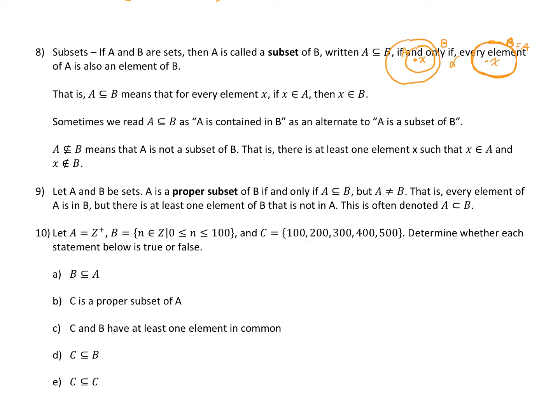If you put a line through that little C, we say A is not contained in B, or A is not a subset of B. That is, there would be at least one element X that is in A and not in B.